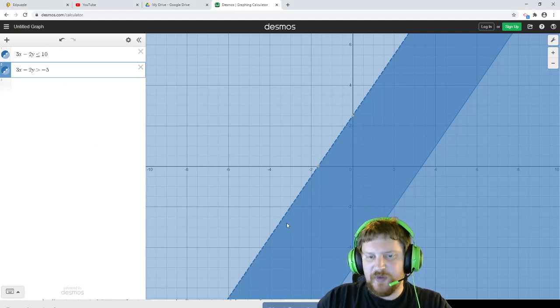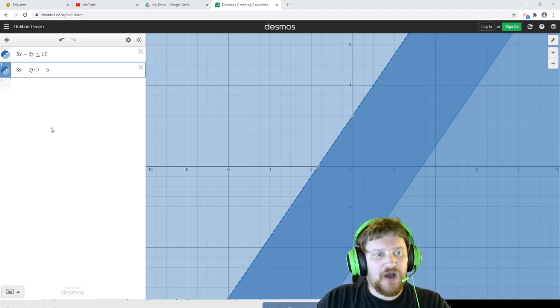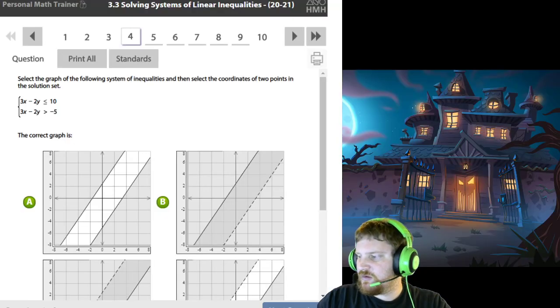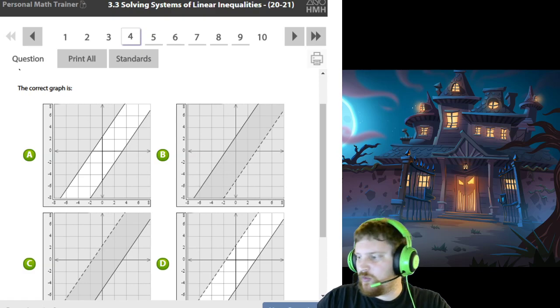So we're looking for two parallel lines with the top one dotted and the bottom one solid. And then between these two we know that we're looking for the one that is shaded towards the inside, which is C.